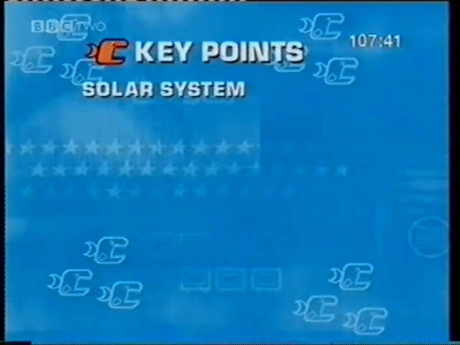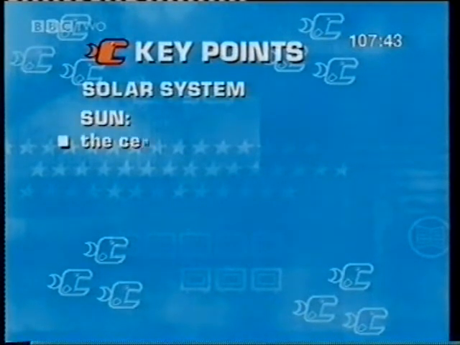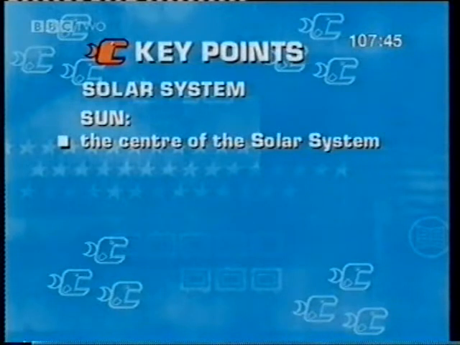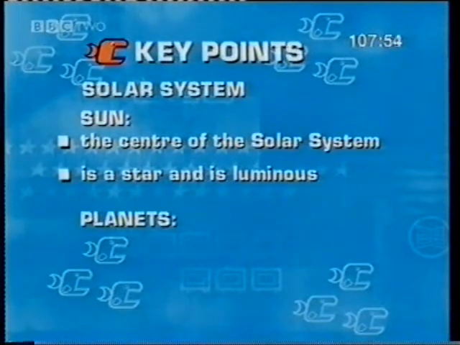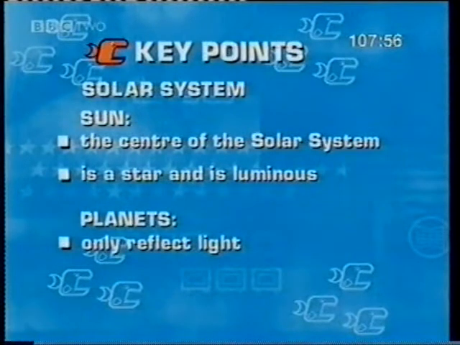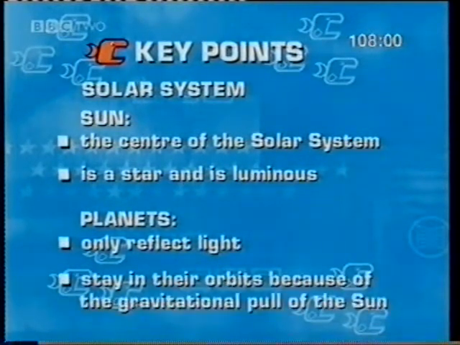So you should know that the sun is at the center of the solar system. The sun is a star. It gives out light, it is a light source, and we say that it is luminous. The planets do not give out light, and we can only see them because they reflect light. And all the planets stay in their orbits and don't fly off into space because of the gravitational pull of the sun.